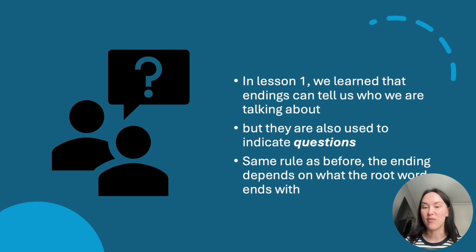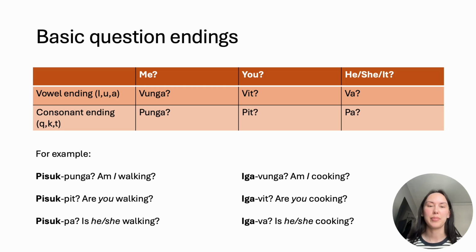So does it end in a vowel? Does it end in a Q, a K, or a T? That's all gonna decide which ending we use. So the basic question endings for me, it would be vunga. So vunga if it ends in an I, U, or an A. Or if it ends in a Q, K, or T, it would be punga.